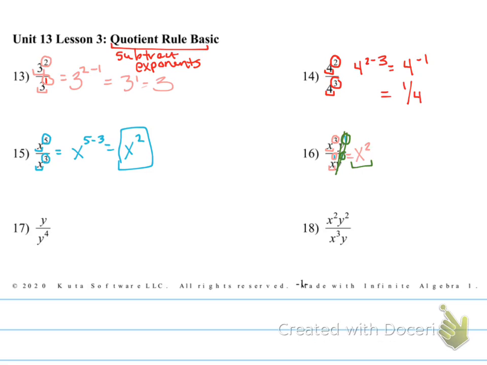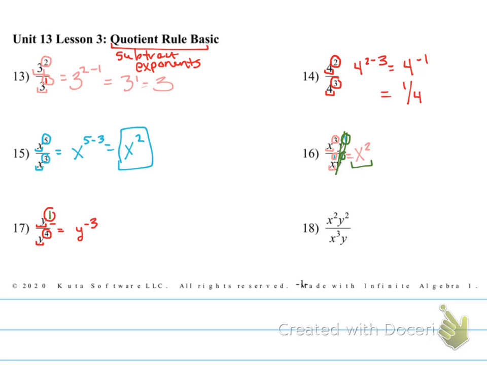With 17, we notice that the numerator does not have an exponent. So again, I'm going to put that 1 there. And I'm going to see, do they have the same base? Yep, they do. I got a y and I got a y. So now I know that my answer is going to start with a y. And I can go ahead and subtract my exponents starting with the one on top. So 1 minus 4 gives me a negative 3. And we're going to leave our answer like that right now. I'll talk more about what we'll do with negative exponents later on in this unit.